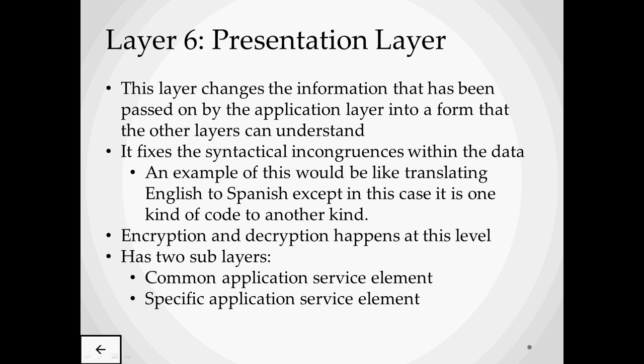Layer 6 is the presentation layer. This layer changes the information that has been passed on by the application layer into a form that the other layers can understand. It fixes the syntactical incongruencies within the data. An example of this would be like translating English to Spanish, except in this case, it is one kind of code to another kind. Encryption and decryption also happen at this level. This level has two sublayers, common application service elements and specific application service elements.